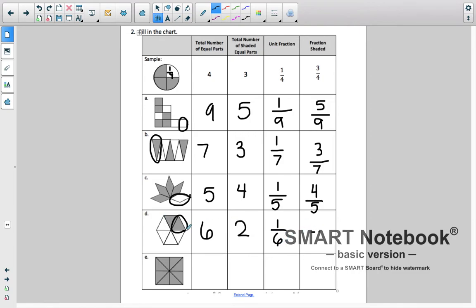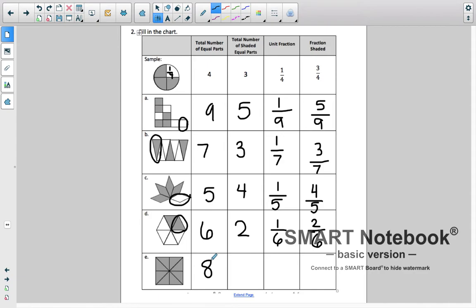And what is the shaded fraction? Well, we know that there's 2 shaded parts, and there are 6 equal parts. So the shaded fraction is 2/6. All right, let's look at the next one. How many equal pieces are there? Let's count. 1, 2, 3, 4, 5, 6, 7, 8. So there's 8 total pieces.